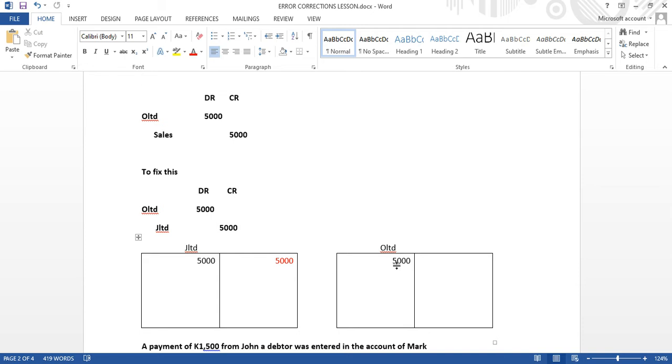A payment of 1,500 from a debtor was entered in the account of Mark. So a payment of 1,500 from John, a debtor, was entered in the account of Mark. This is a case where a receivable is paying you, a debtor, people who are owing you money. Can we try this one?